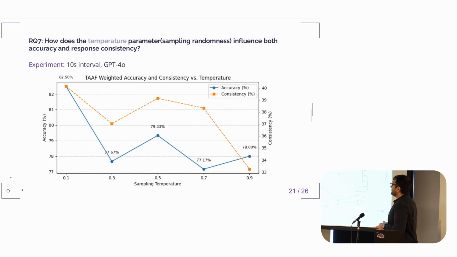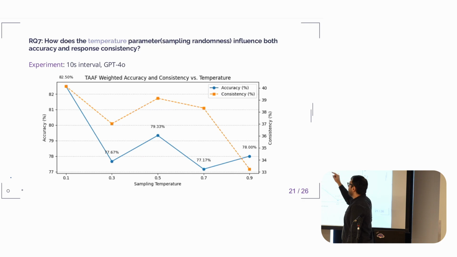The last research question is, how does the temperature parameter of large language models affect this TAAF accuracy? So temperature is a number between 0 and 1. The closer to 0 we are, the more deterministic the model is, and as we increase it, the model will be more random. So we did our experiment on 10 seconds of data with GPT-4 with 5 different temperatures. And we saw that we have the best accuracy and consistency when we ask the model to be more deterministic in comparison to when it is more random.